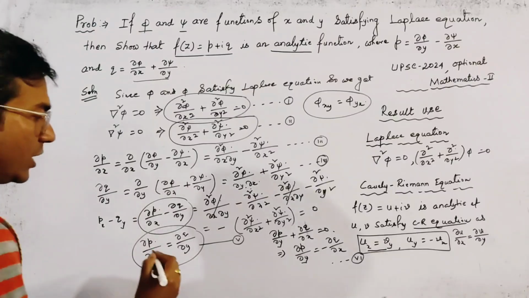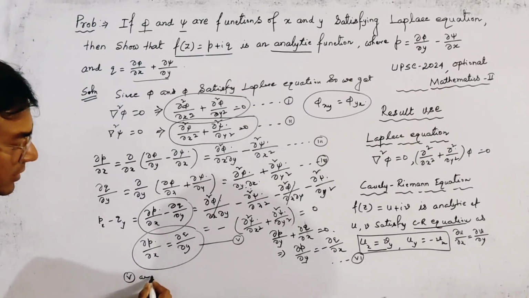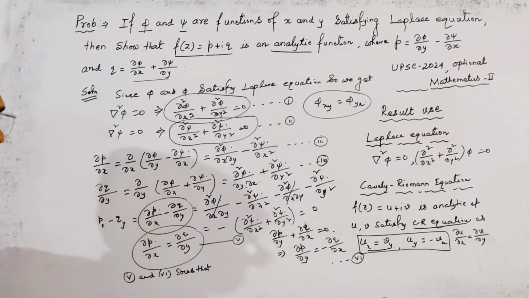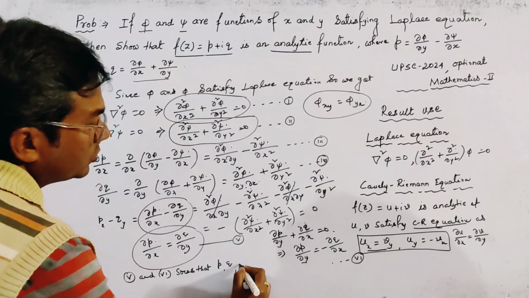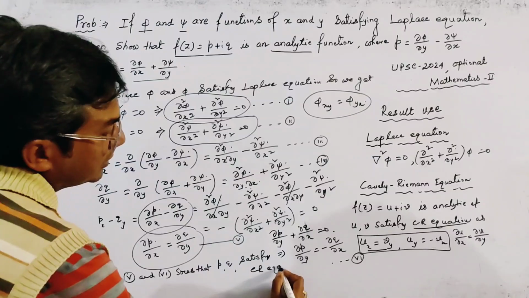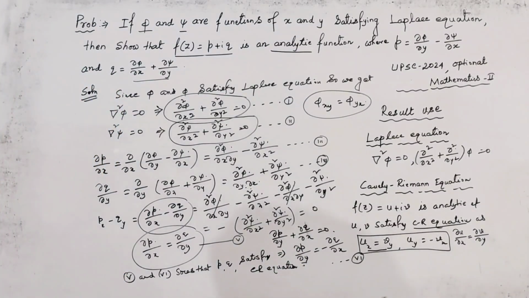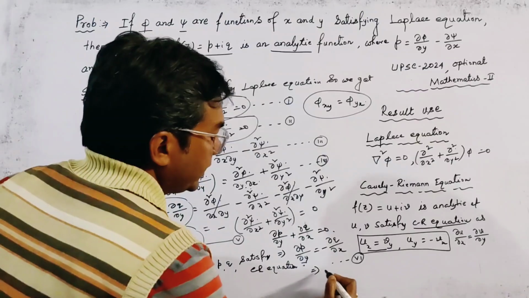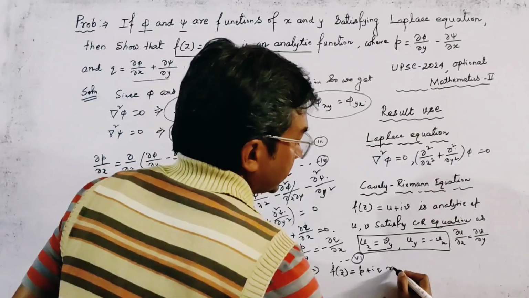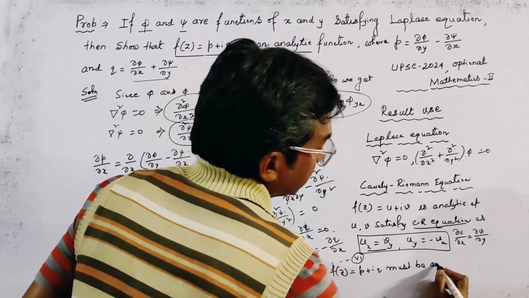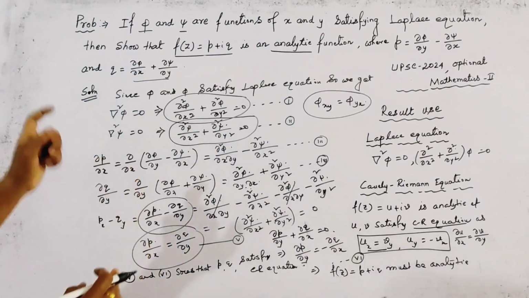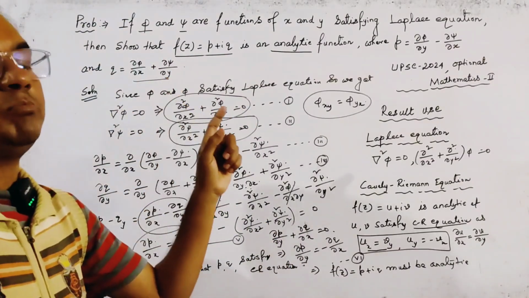Okay, and now 5 and 6 show that p and q satisfy the CR equation. So the function f of z equal to p plus iq must be analytic. Okay, this is the complete solution of this problem. Very easy problem from complex analysis.